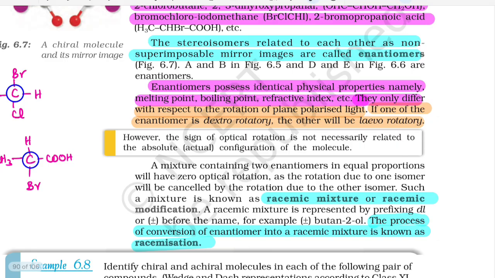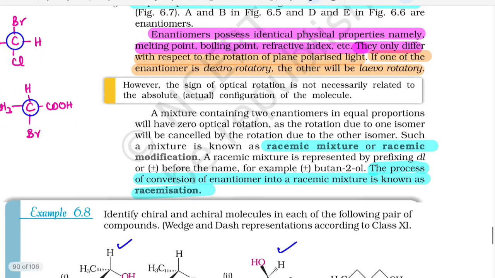And then enantiomers possess identical physical properties, namely melting point, boiling point, refractive index. They only differ with respect to rotation of plane polarized light, that is dextrorotatory or levorotatory. So if it is asked, enantiomers differ in physical properties, then you have to say no, it is wrong. So they differ only in rotation of plane polarized light.